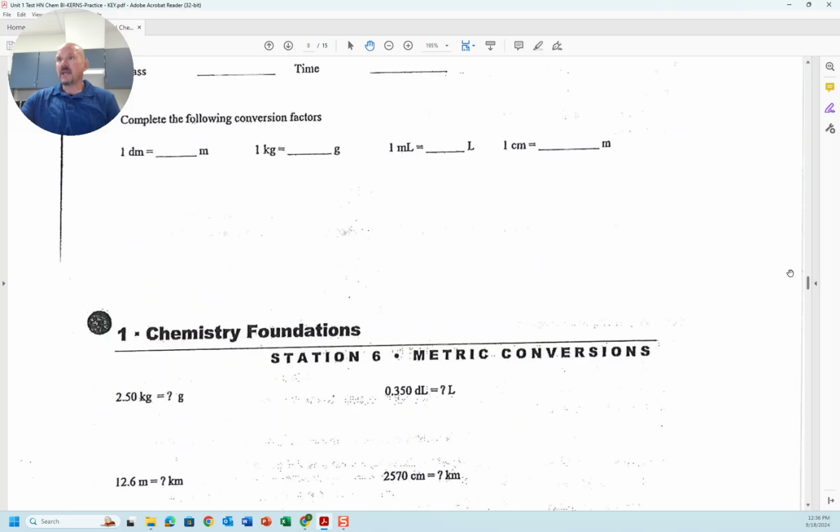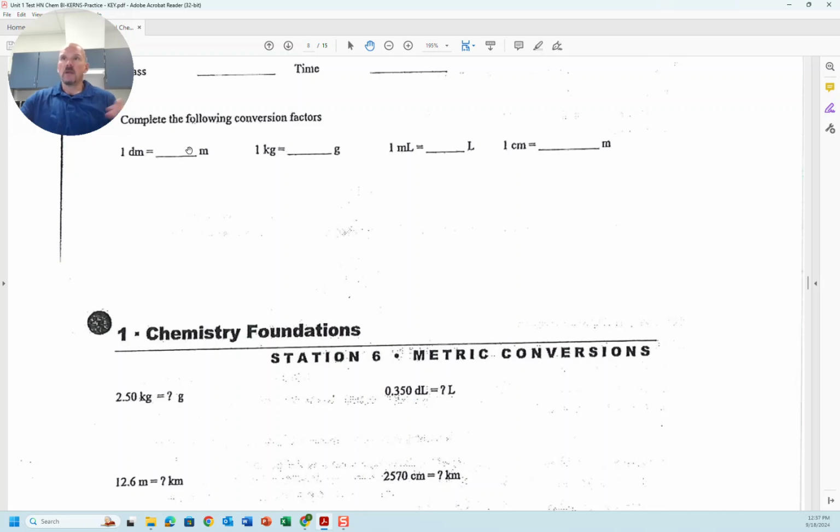So here he's saying complete the following conversion factors. Now, really what he means by conversion factors is equalities. So 1 decimeter equals how many meters? 1 kilogram equals how many grams? 1 milliliter equals how many liters? 1 centimeter equals how many meters? Okay? And from the equality, if you know an equality, you can make 2 ratios, which we call conversion factors. So once I know what value is going to go here, then I could say this many meters over 1 decimeter or 1 decimeter over that many meters.